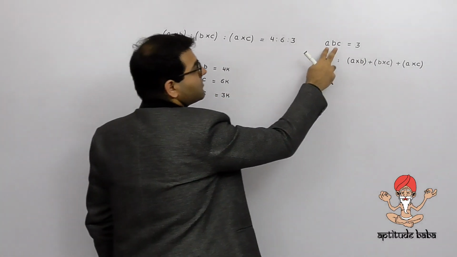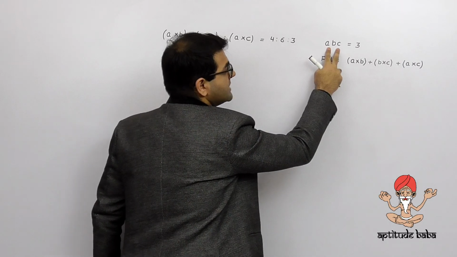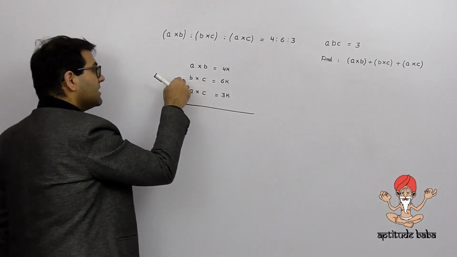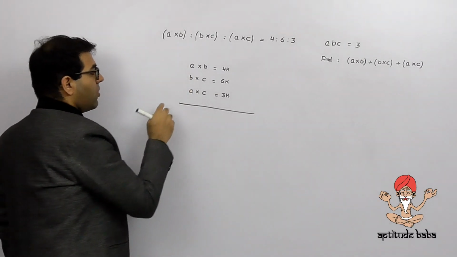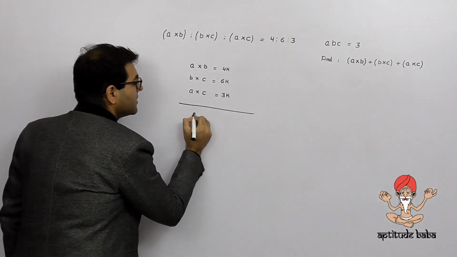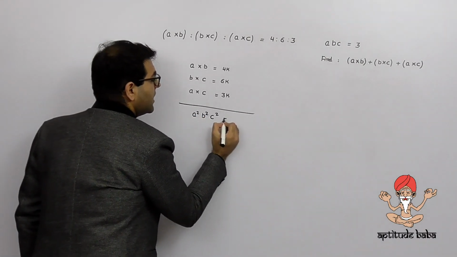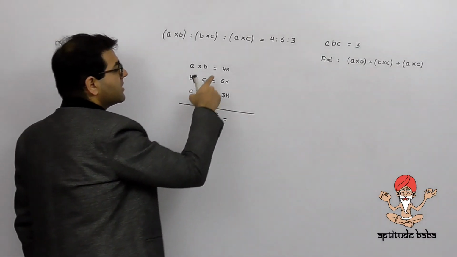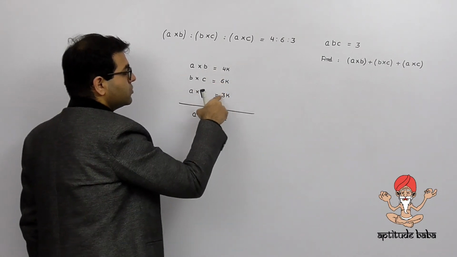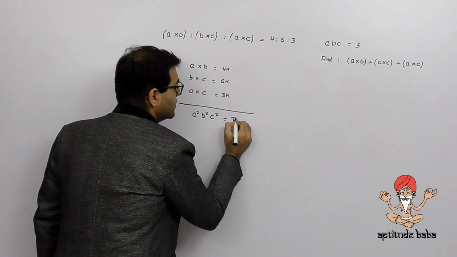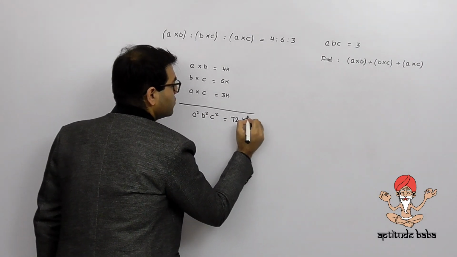Since I already have the value of the product of a, b and c as 3, the next thing that I do is that I multiply these three equations. Now on my left hand side, what I'll be getting is a square into b square into c square, and on my right hand side what I'll be getting is 4 into 6 into 3. Now 4 6 are 24 into 3 72, so 72k cube.